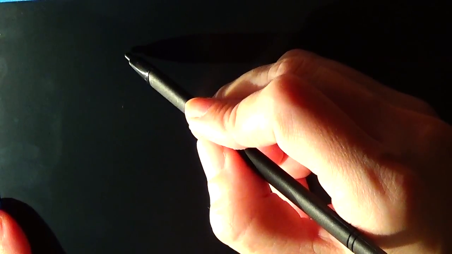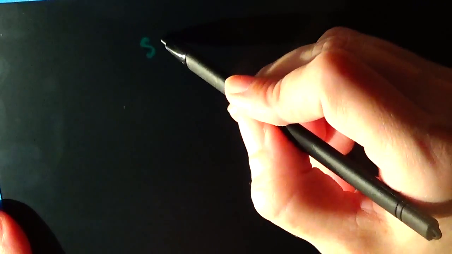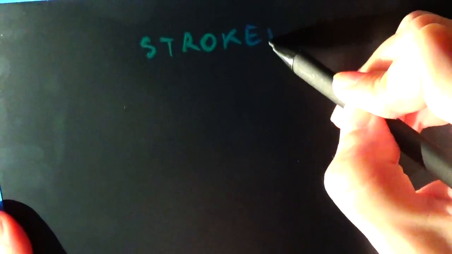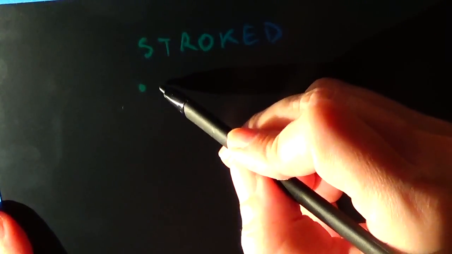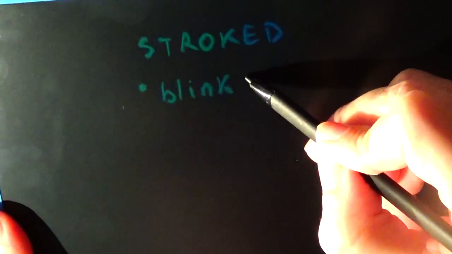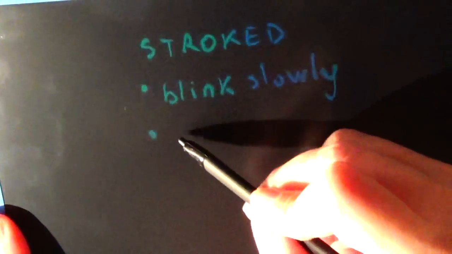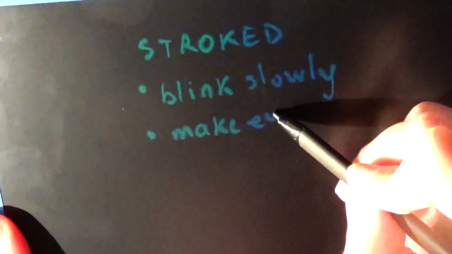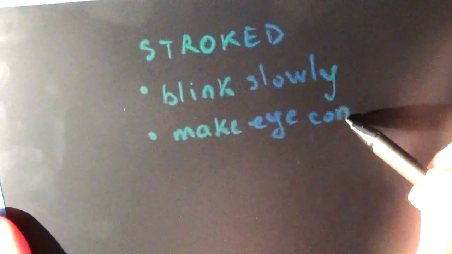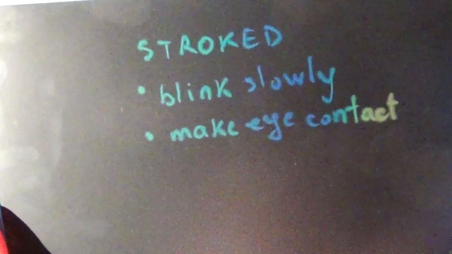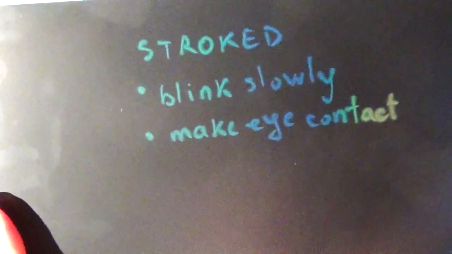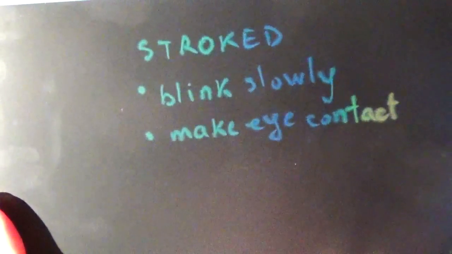If you want the cat to come to you in order to stroke the cat, all you have to do is blink slowly. So you have to blink slowly. Make eye contact. Because this behavior is regarded by the cat as a non-threatening behavior.